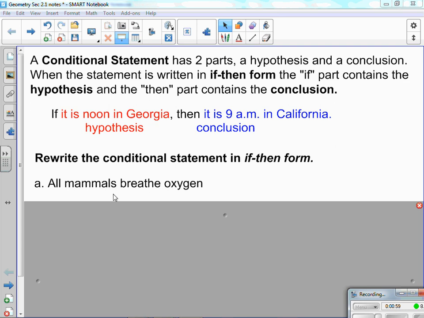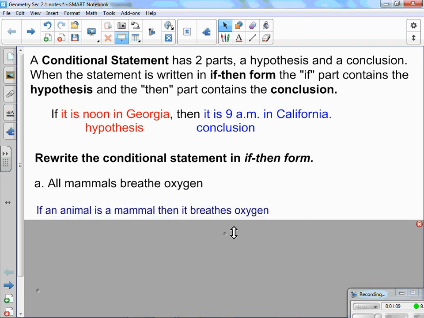So, first one says all mammals breathe oxygen. And so to put that in if-then form, it's going to look something like this. If an animal is a mammal, then it breathes oxygen. All right, so we added a few words in here just to make it flow a little bit better. And so if an animal is a mammal, then it breathes oxygen.